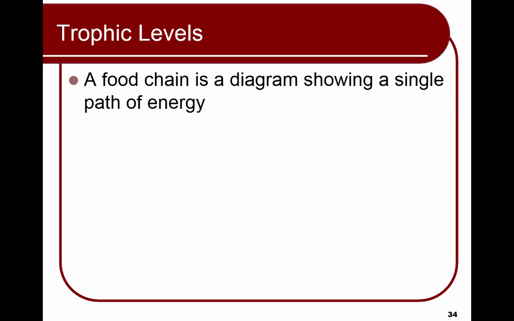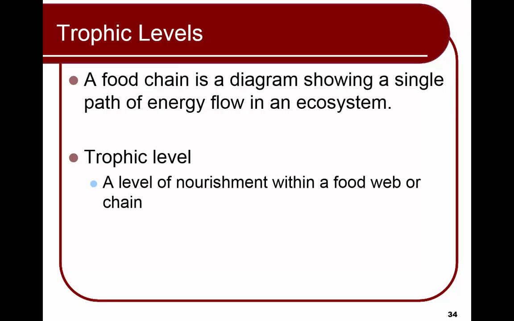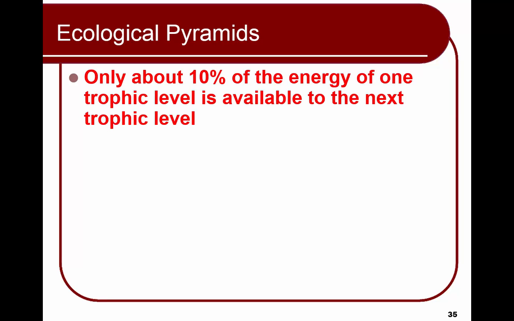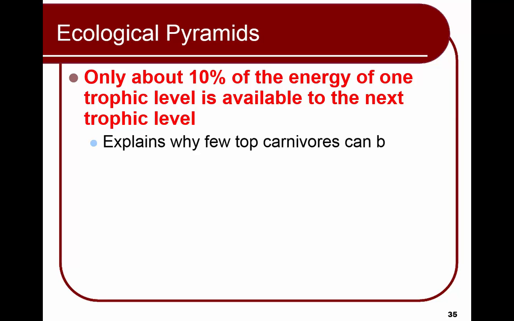Now, as we said, trophic levels are feeding levels. So all the organisms that feed at the same level in a food chain, that's a trophic level. Only about 10% of the energy of one trophic level is available to the next trophic level. That's why there are fewer top carnivores. You're going to have more producers and more first level consumers, the herbivores, than you are second level consumers and third level consumers.